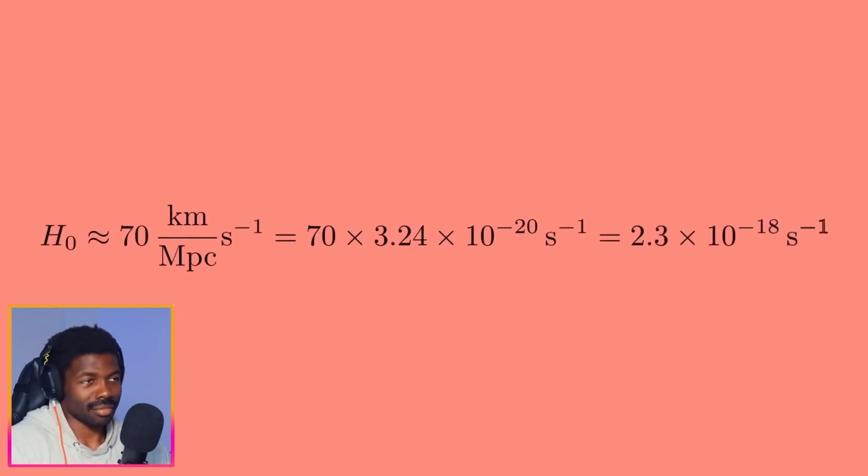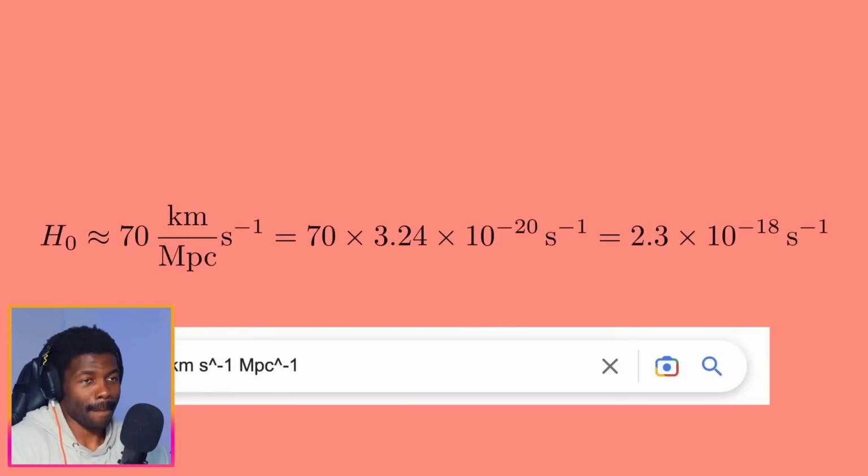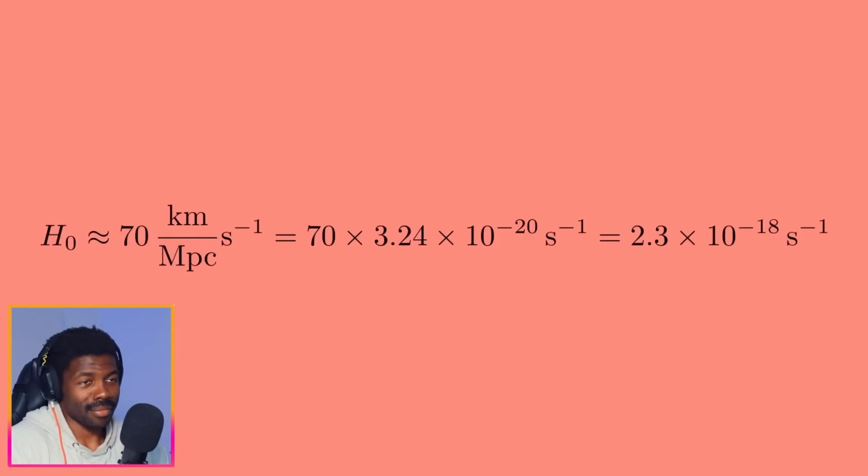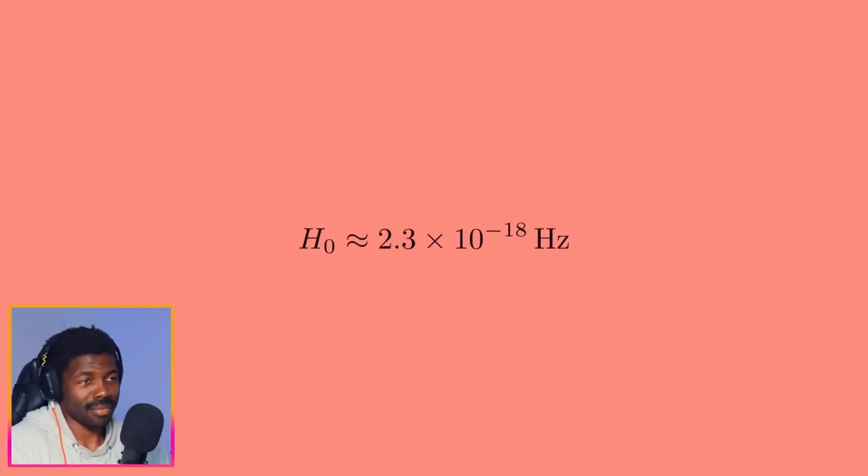We're dividing velocity by length, and velocity is length divided by time, so if we convert the two lengths into the same unit, we get that the Hubble constant is about 2.3 times 10 to the minus 18 inverse seconds. You can check this by yourself. Type into Google 70 kilometers per second per megaparsec in this format, and it will convert it for you into 2.3 times 10 to the minus 18 hertz. Okay, I have something else to explain.